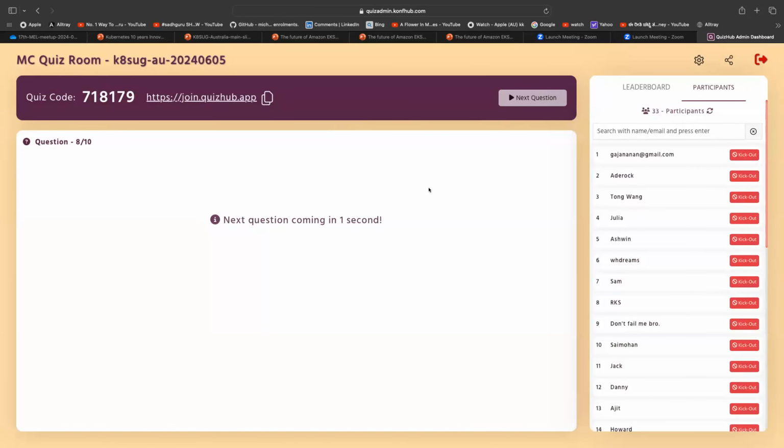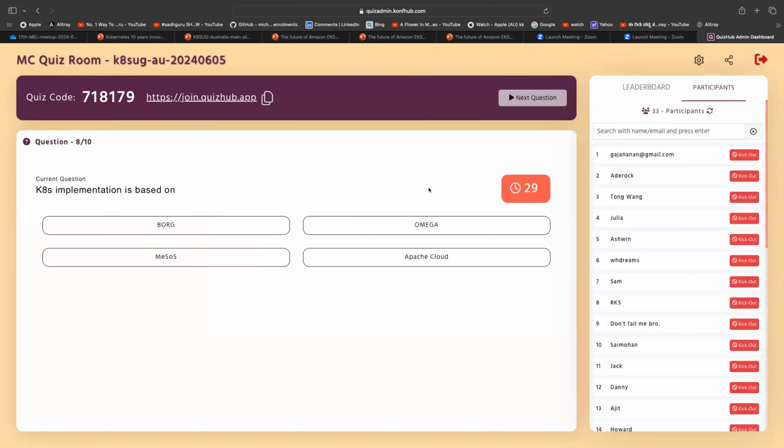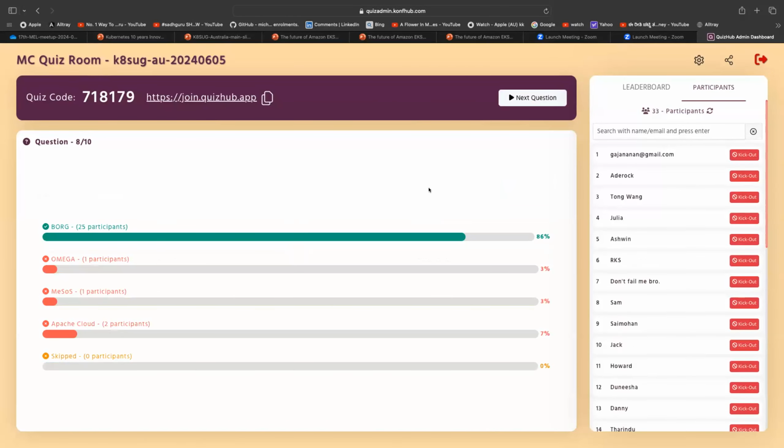Question 8: Kubernetes' implementation is based on, is it Borg, Omega, Mesos, or Apache Cloud? It was Borg.